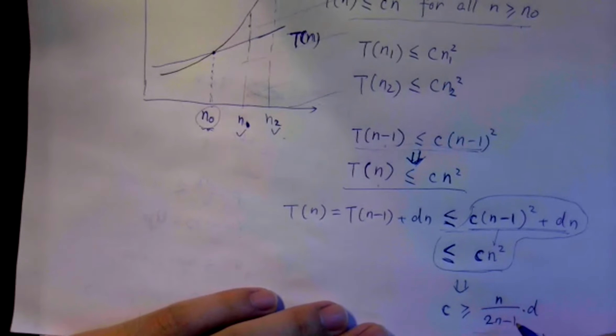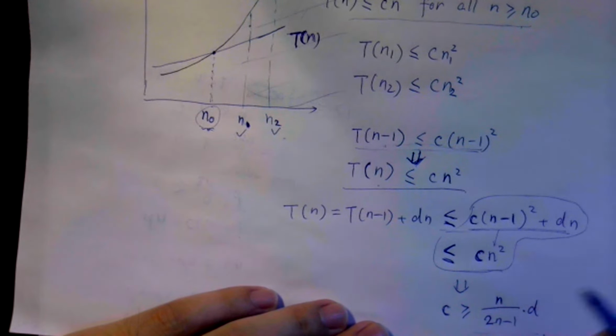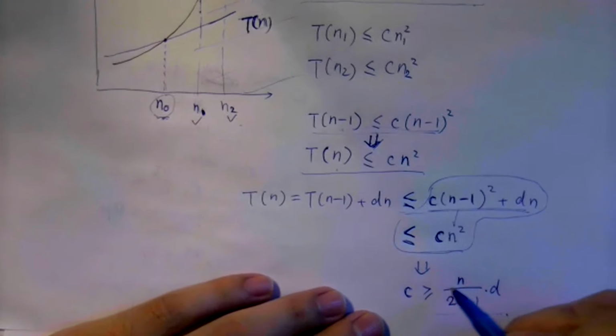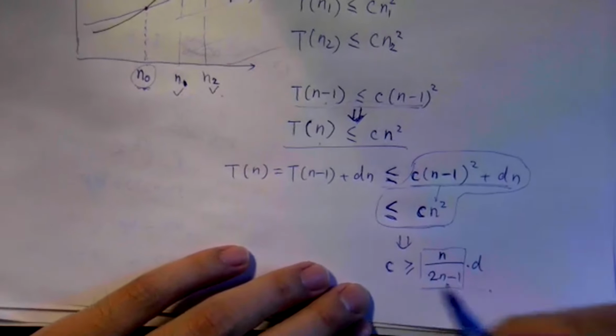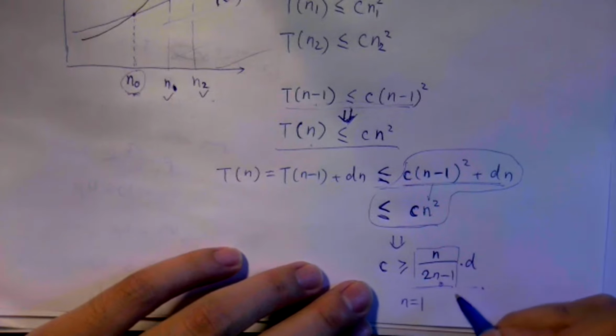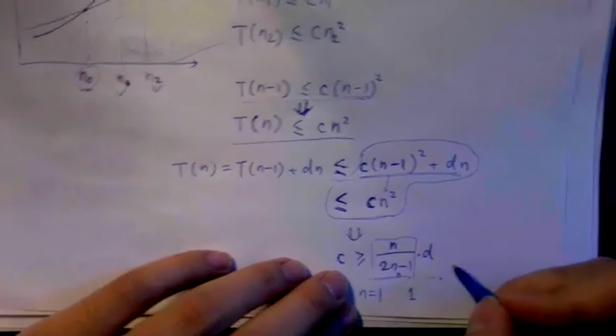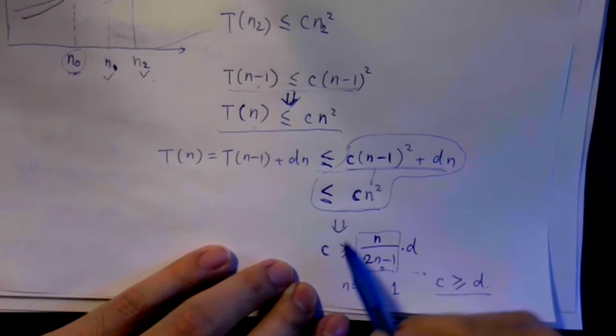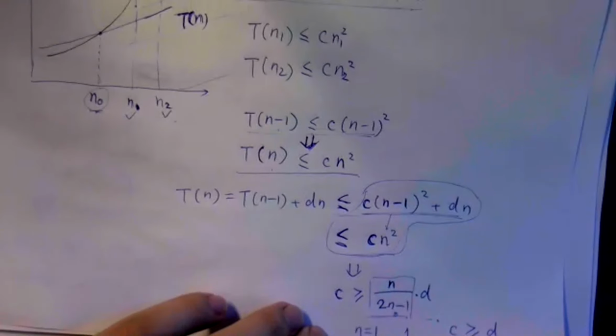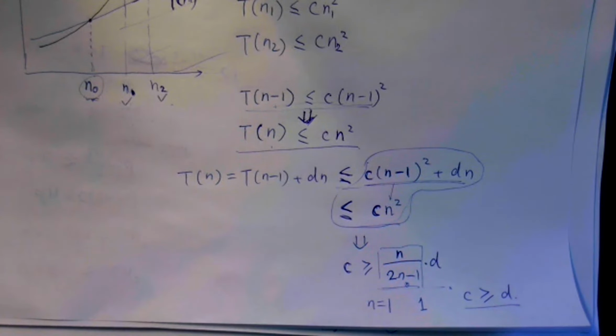Here we just need to consider the upper bound of this function, because this function is pretty special. When n equals 1, it has its upper bound, which is 1. So we just need to use a C that is greater than D. Then this whole inequality is always true for all possible n's. That is one example of the general principle of the substitution method.